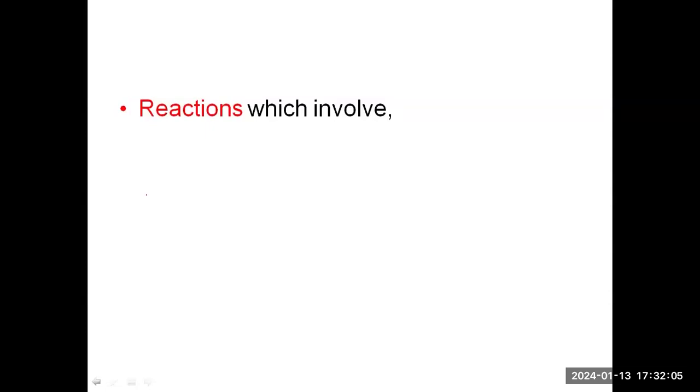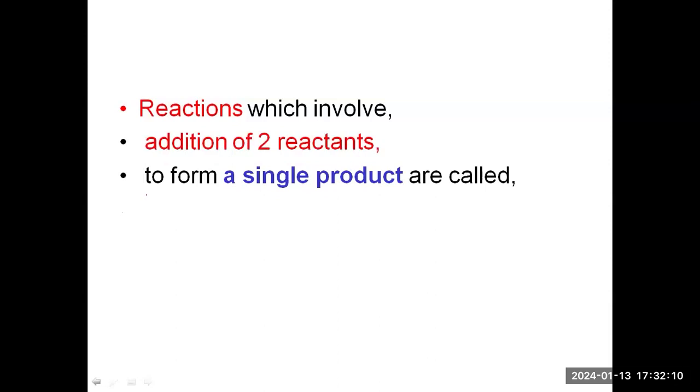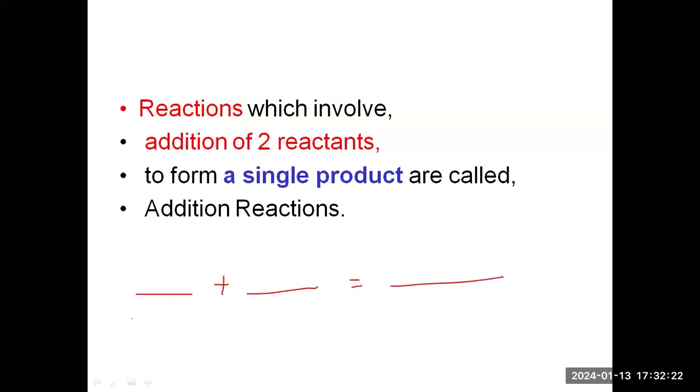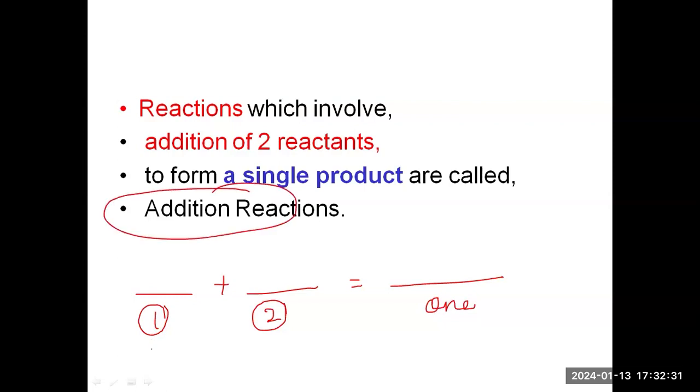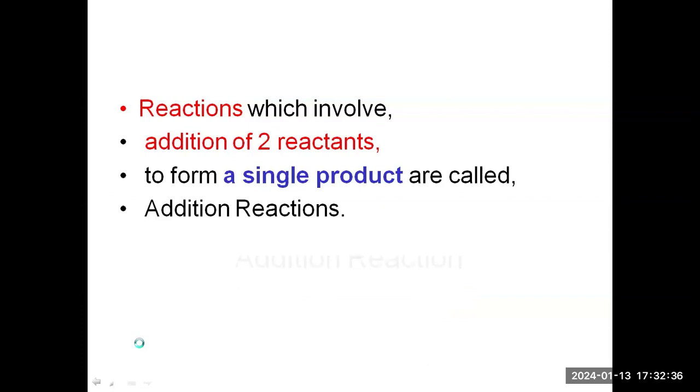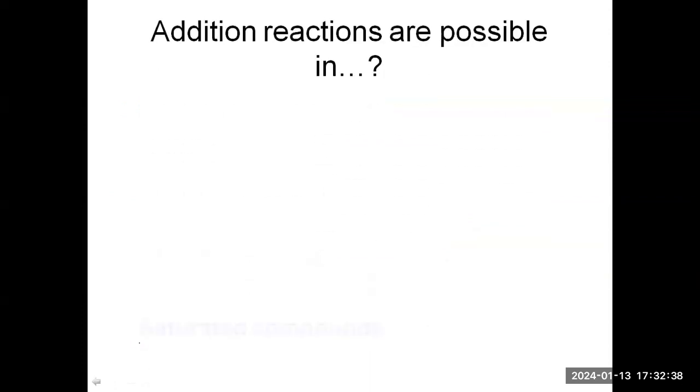Now, some reactions which involve addition of two reactants to give one product are called addition reactions. There are two reactants, like dash plus dash will give you dash. So reactants are two, but the product is only one. That is why we call them addition reactions, because the things got added. So let us see what an addition reaction is.